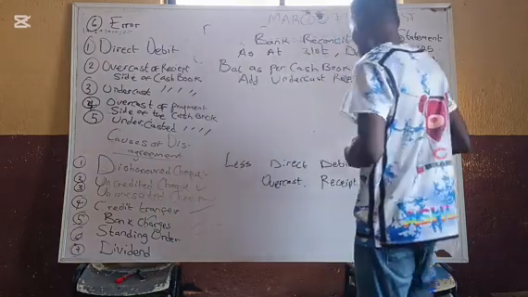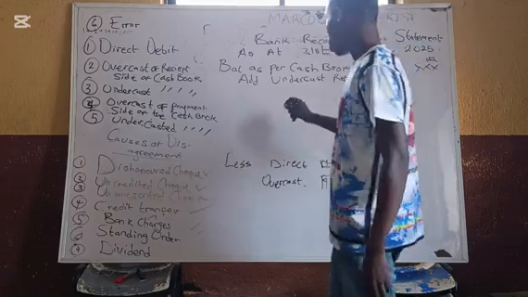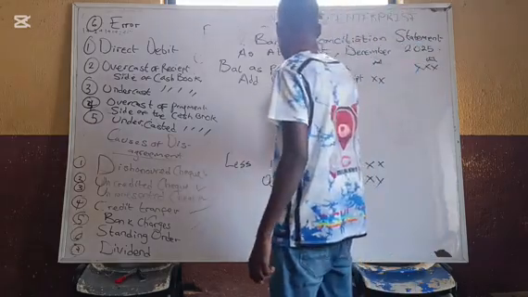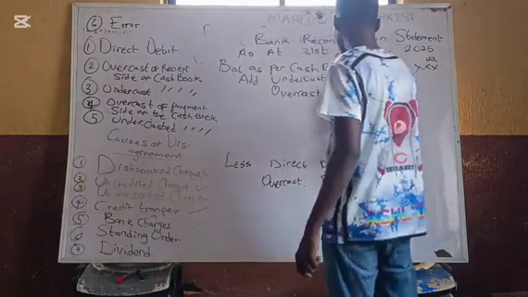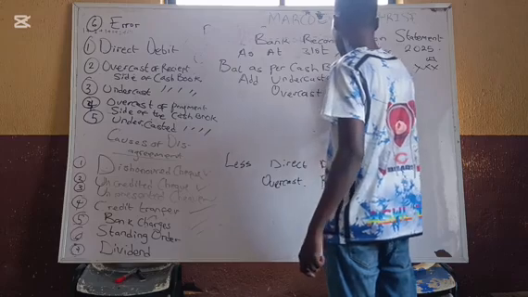So therefore, we move to our cash book balance. We are going to add what? Overcast of payment. Here, undercast of receipt.